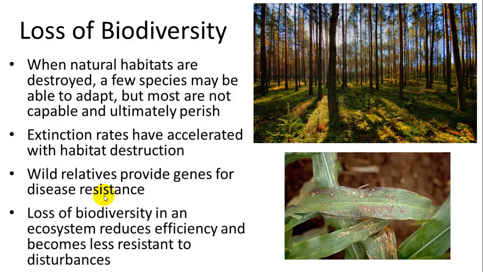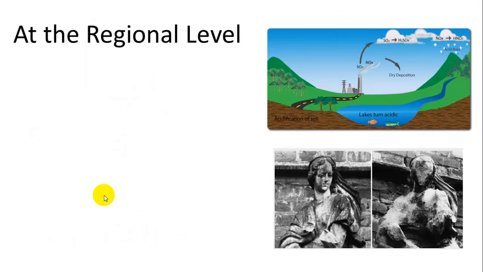Loss of biodiversity also reduces the efficiency, so you lose more nutrients, you lose soil, you lose the ability to come back from disturbances. So those are worldwide problems. You can see a lot more things at the regional level, so looking at smaller portions of area, but still bigger than the individual.